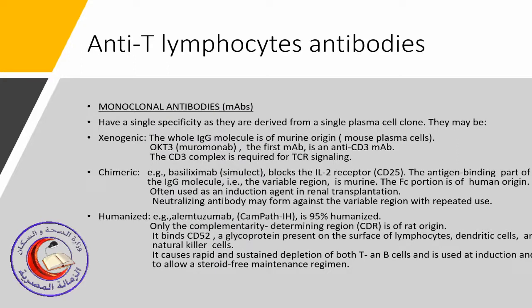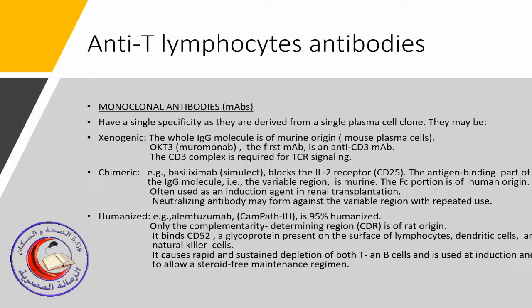Now, instead of the polyclonal antibodies, we have monoclonal antibodies. These are directed or target one specific antigen type. They have a single specificity, as we said, and they are derived from a single plasma cell clone. You remember that the B cells which produce antibodies, when stimulated, turn into plasma cells which produce antibodies, and some of these plasma cells are short-lived, while some are long-lived and stay in the marrow as memory cells, which are reactivated when the body encounters the same antigen a second time.